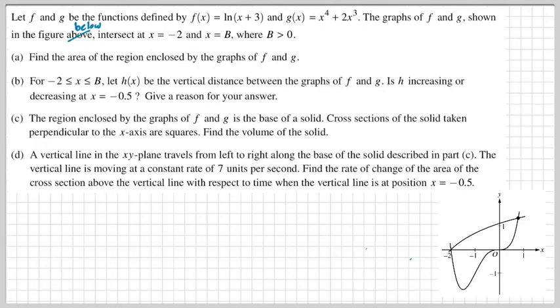What a doozy. Okay, guys, here we go. Let f and g be the functions defined by this and that. The functions f and g, shown in the figure I put below, so it's down here, intersect at -2 and at b. And so we got those two guys marked up on our graph right here.